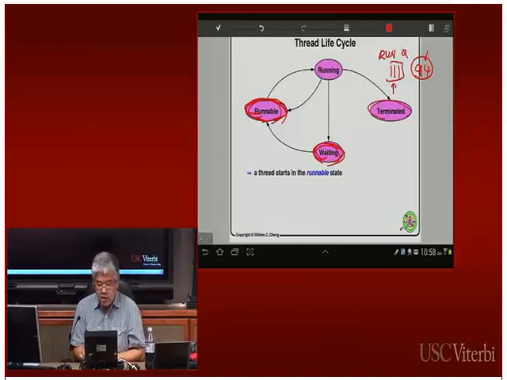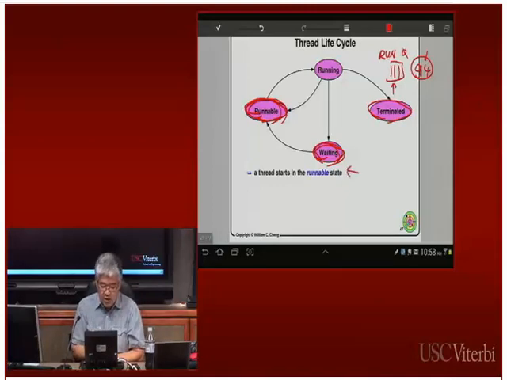Finally, there's a terminated state. A thread calls pthread exit, or returns from the first procedure. Then the thread goes into the zombie state. Over here it's called the terminated state. It waits for another thread to call join, and that's when the thread ceases to exist. All right. So let's look at all these states and transitions.